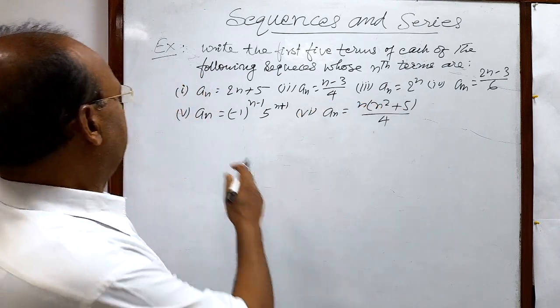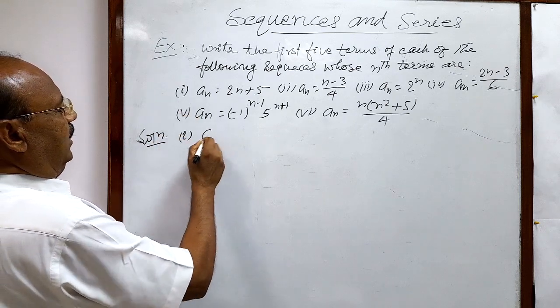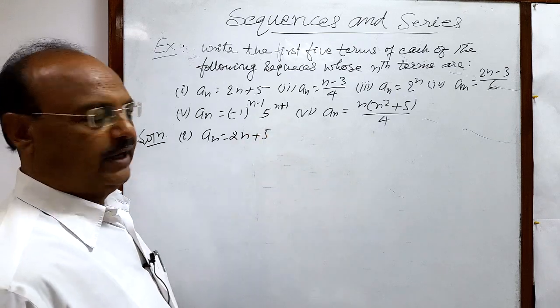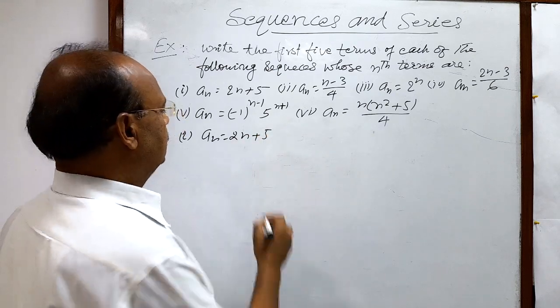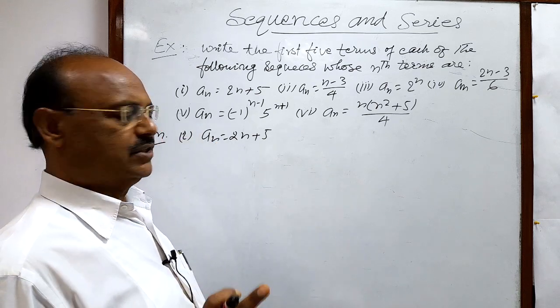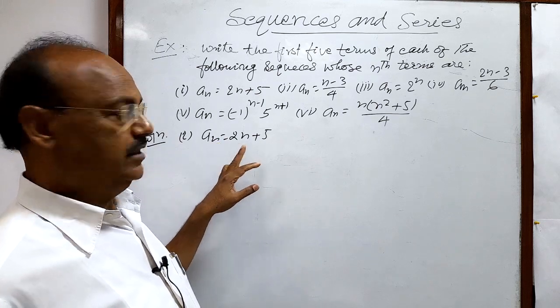Well, let us start with the solution of the first part. Here an is 2n + 5. We have to find out the first 5 terms. So if in place of n we write 1, we get the first term. In place of n, if we write 2, we get the second term, like this.